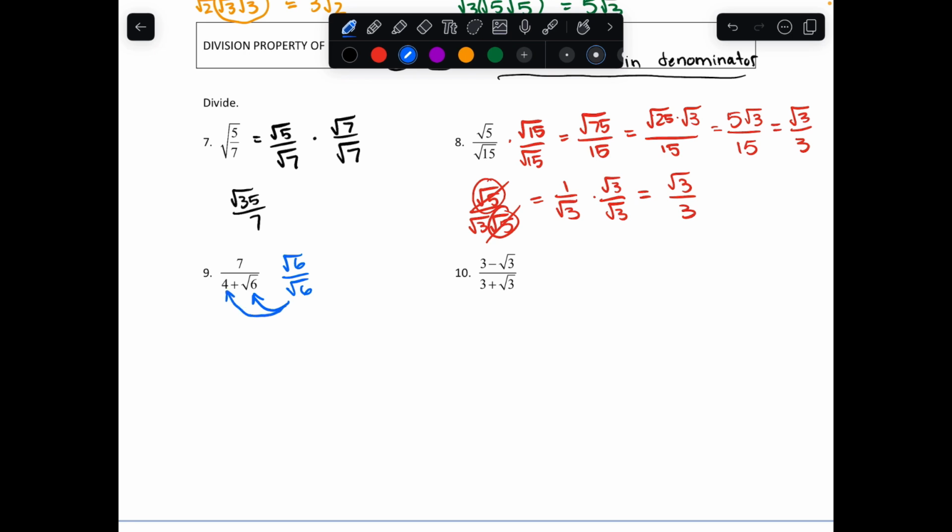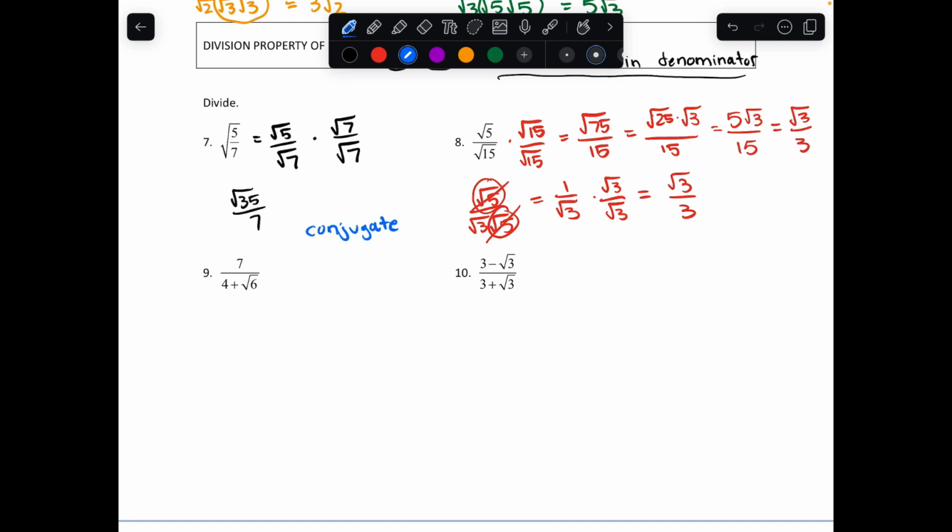So now we have 4 times the square root of 6. So what really happened, we got rid of one of the terms that has a radical, but now we've made the other one have one. So what do we do? Well, we introduced the idea of a conjugate.